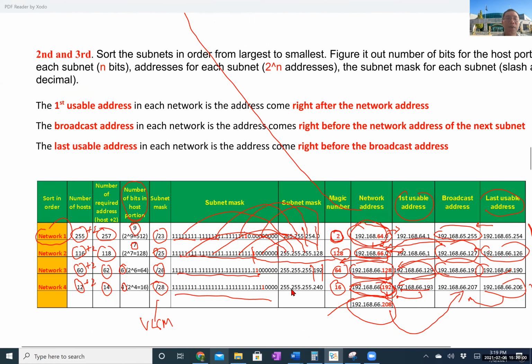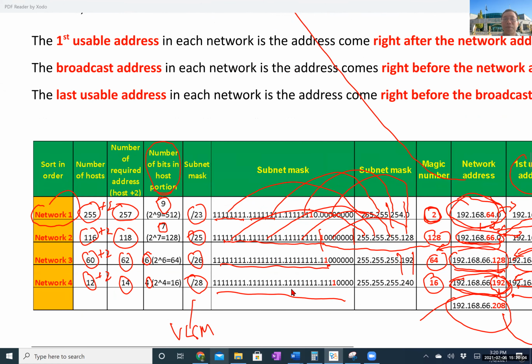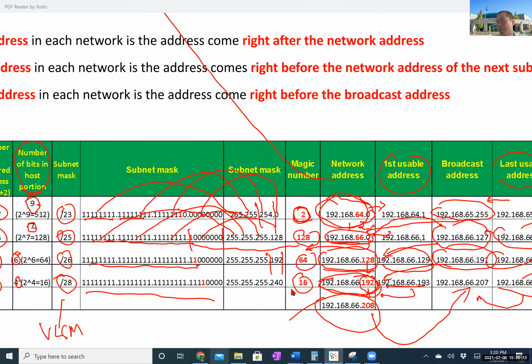So for each one, you have to find out how many bits in the host portion you need. You have to find out 9 here, 7, 6, and 4. And you have the subnet mask, and you have to find out what is the magic number, and you keep the process the same here. Any question from this one, let me know.